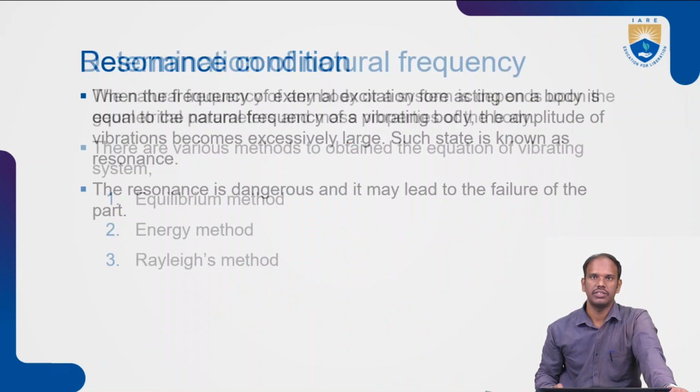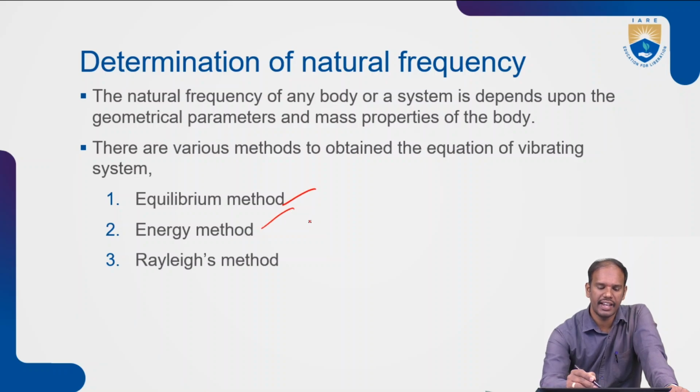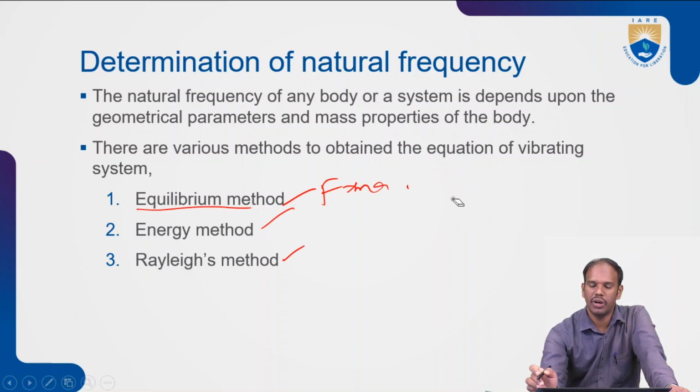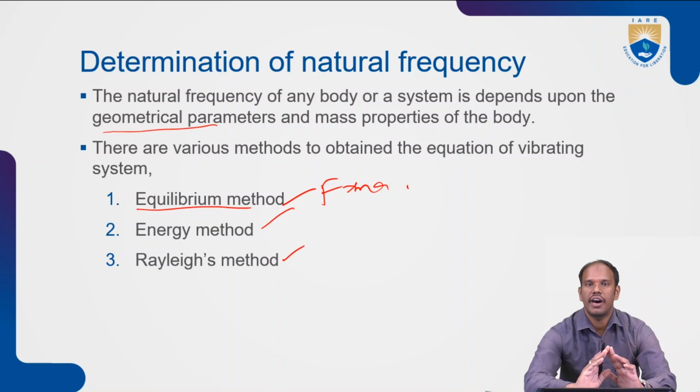I hope you are understanding this. And how do we determine the natural frequency? We have energy methods and Rayleigh's method, which we have already discussed. The equilibrium method is F equals m a, which is m x double dot, as we have taken already. There are various methods to obtain the natural frequency of a body, and it depends upon the geometrical parameters. Geometrical parameters mean it may be small or large scale. We cannot go directly for the equilibrium equation only.